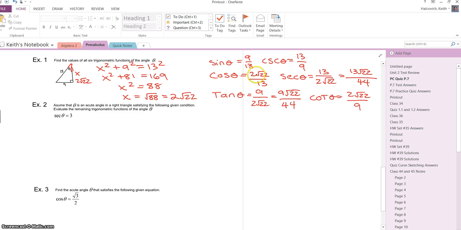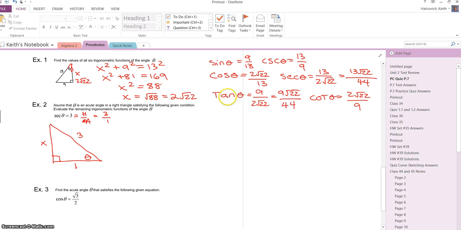The second example, you draw a right triangle, and it says assume theta is an acute angle in a right triangle. So we'll make theta this one. Satisfying the following given condition, evaluate the remaining trigonometric functions of the angle. Well, it says secant of theta is 3. Remember, secant is hypotenuse over adjacent. So that means the hypotenuse is 3 and the adjacent is 1. So you fill that in.